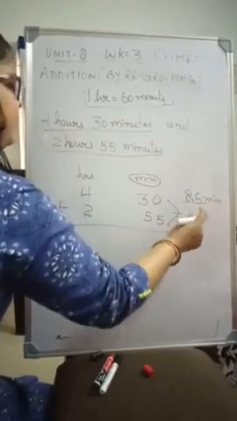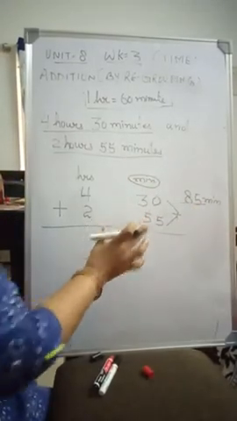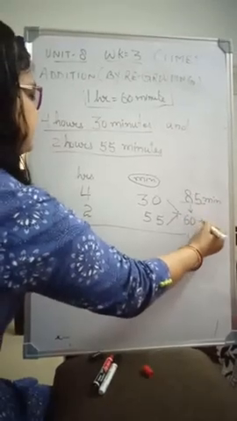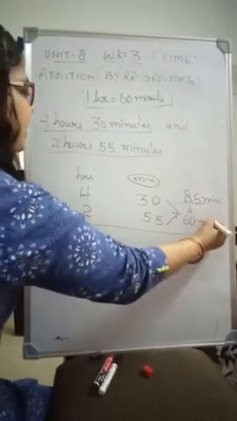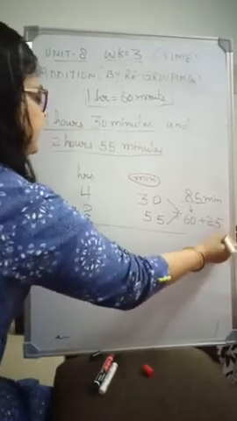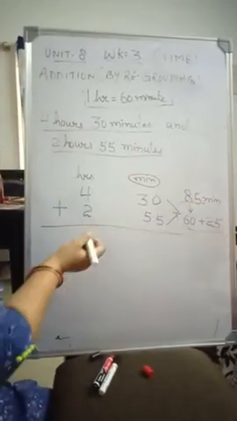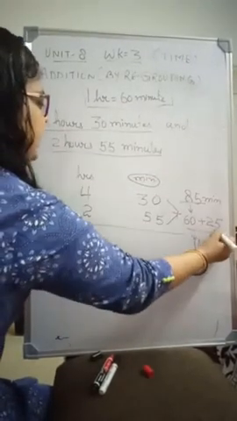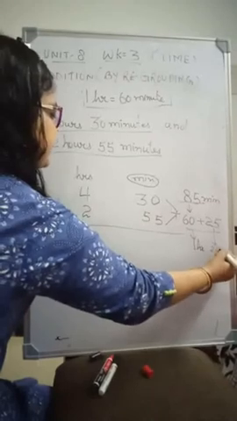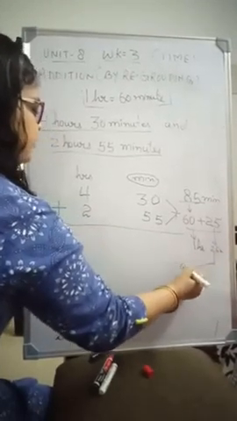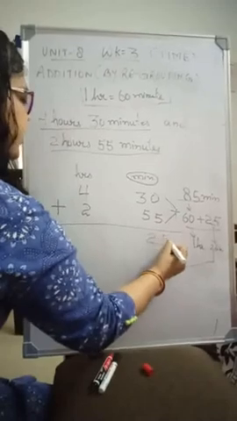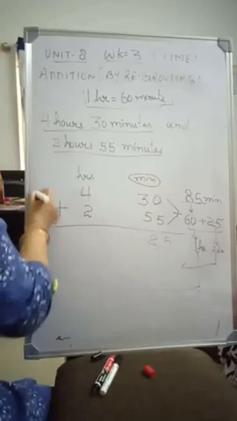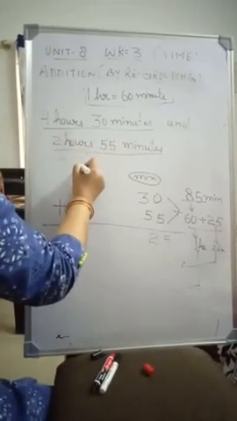Now this 85 minutes you have to split. There is 60 minutes, so separate 60 minutes from 85, and then 25 minutes. Okay, 60 plus 25 is equal to 85. Now this 60 minutes is equal to 1 hour, and 25 minutes, right? This 25 minutes you have to write in the minute section, 25, and this 1 hour will go as a carryover in the hour section, right?